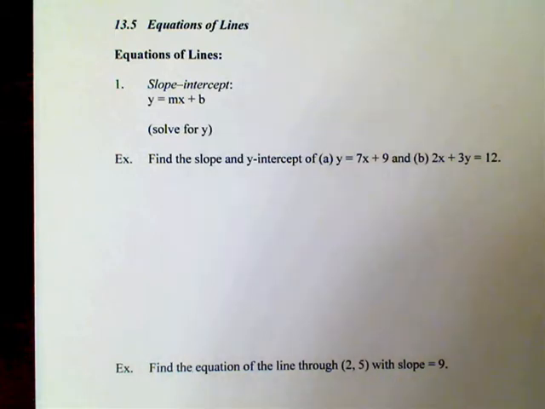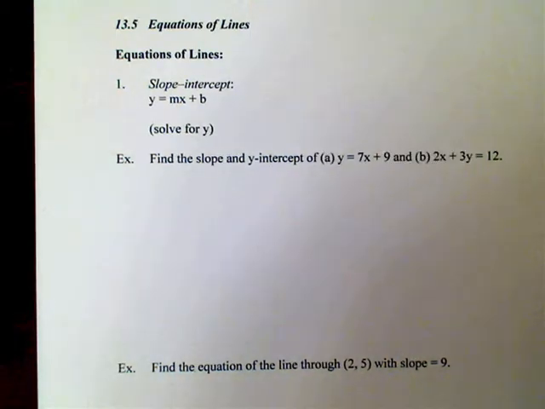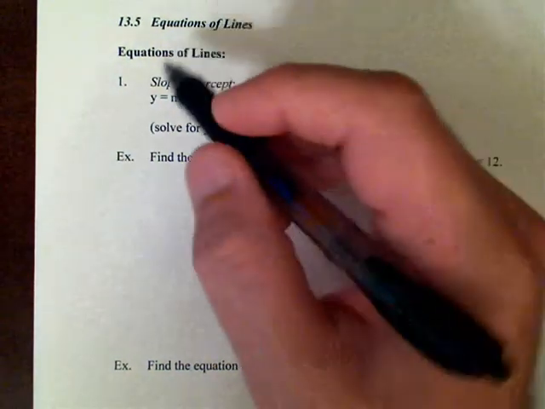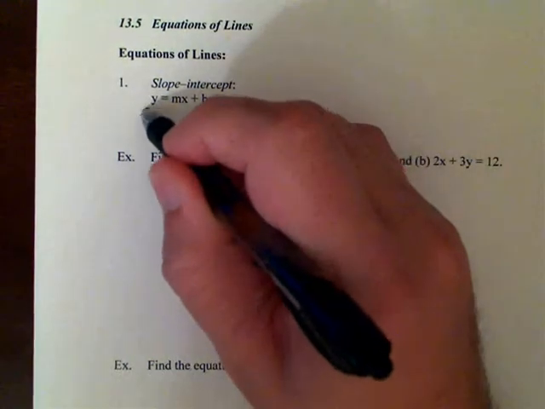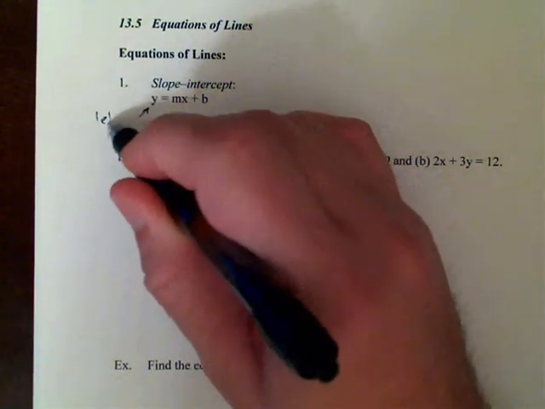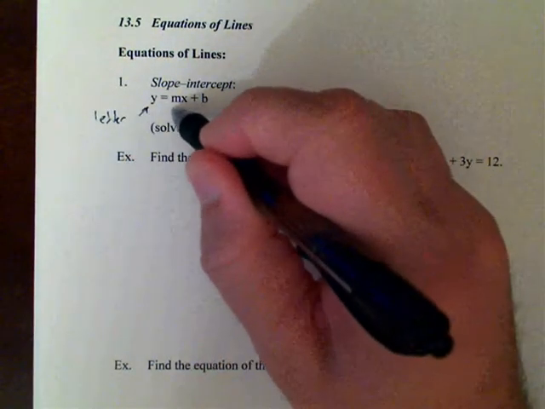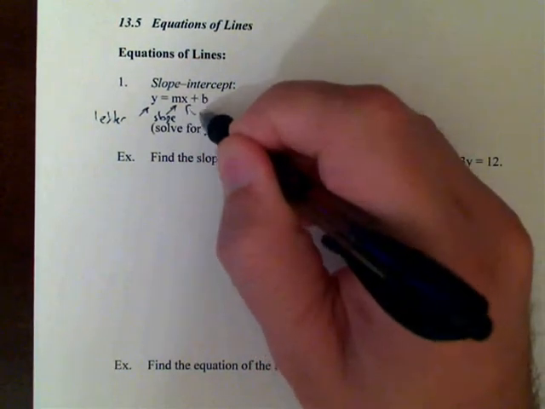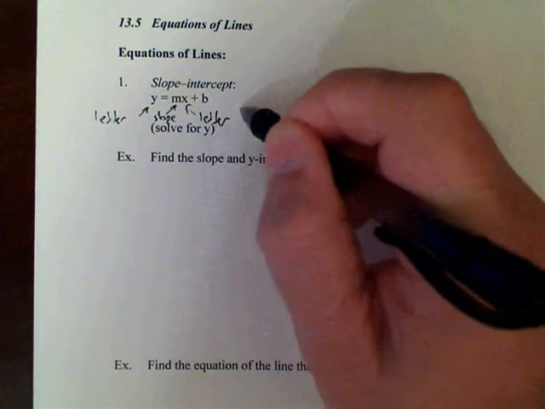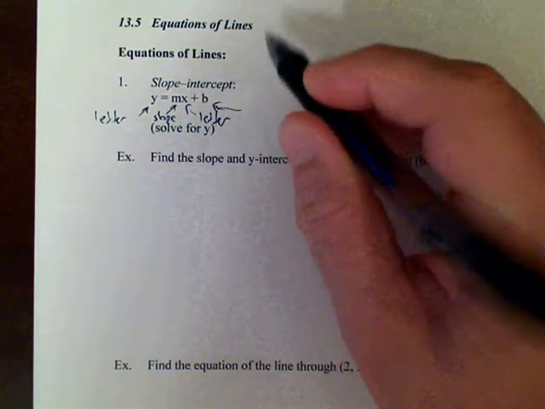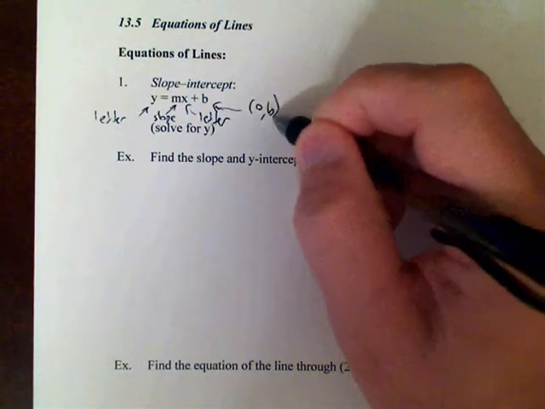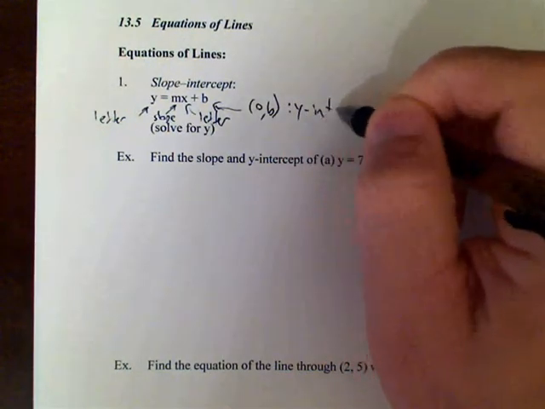Equations of lines. We're going to talk about two main forms of equations of lines. The first one is slope-intercept, y equals mx plus b. Now the y is the letter of the alphabet, m is always the slope, x is the letter of the alphabet, and the b is the y value of the y-intercept. So we're going to say it's (0, b), and that's the y-intercept.